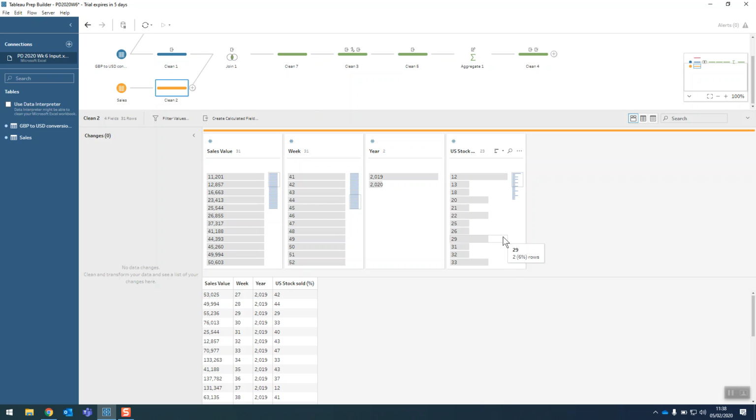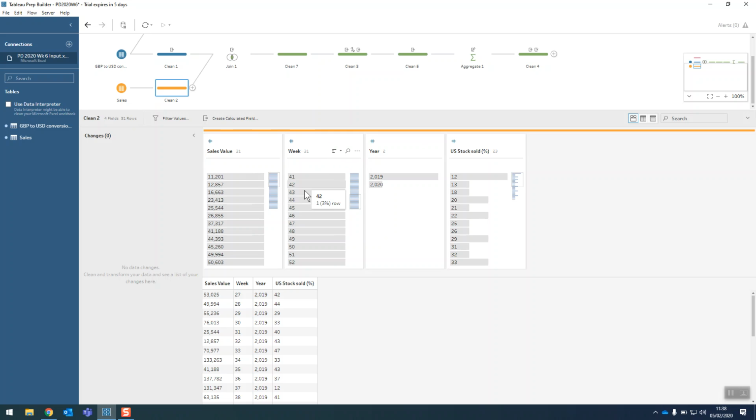So we can imagine we're going to need to do some calculations down the line to work out how much of the sales value is taking place in the US and how much is taking place in the UK, but we'll come to that. Usually I'll think about how I am going to join these two data sources together so they make sense.